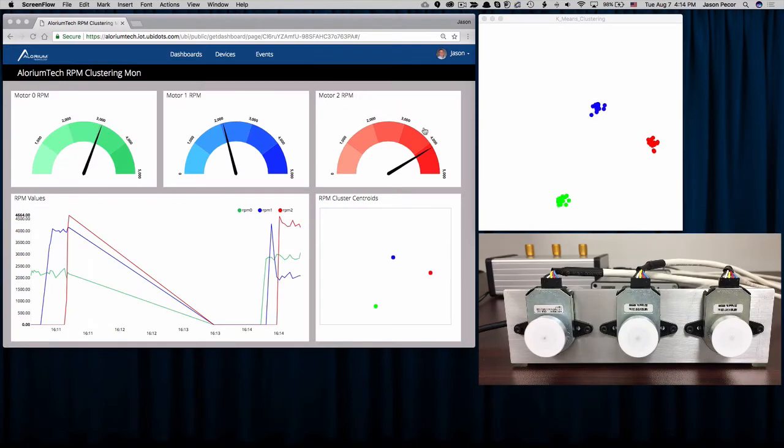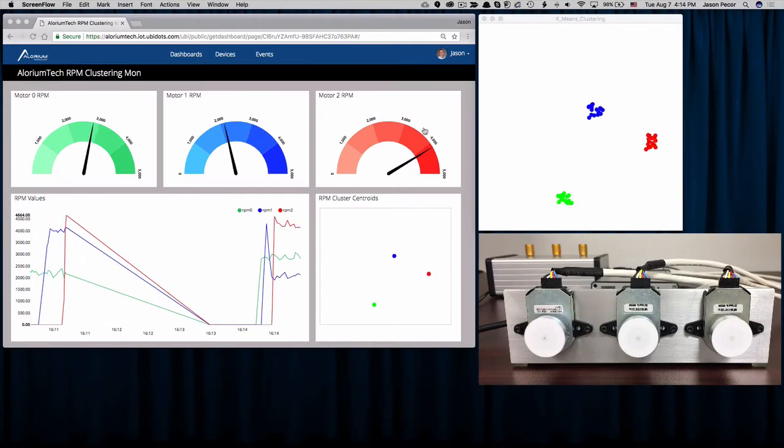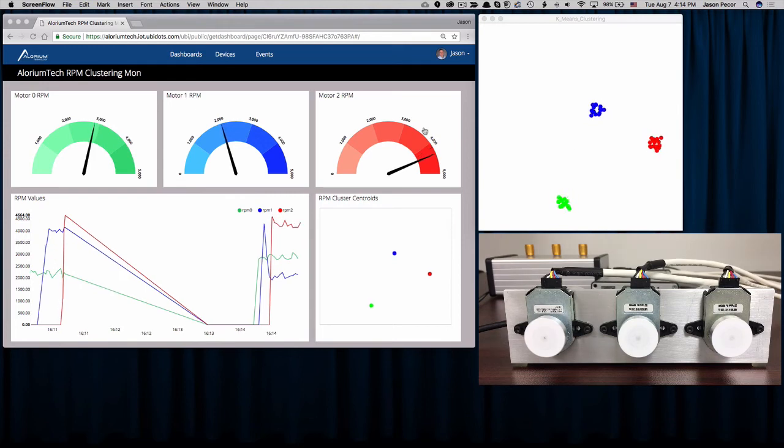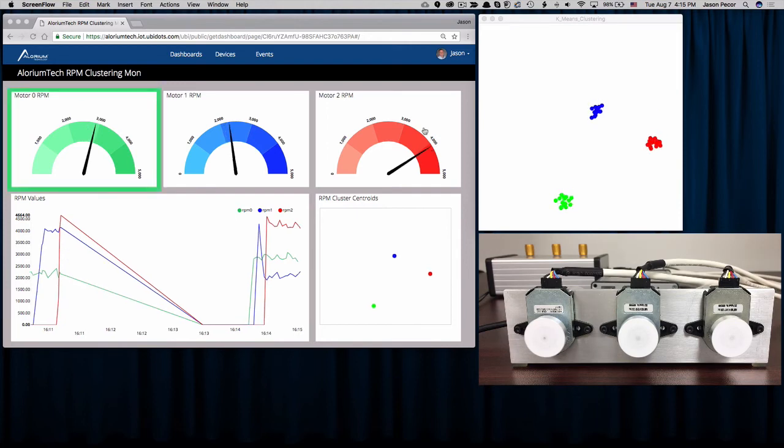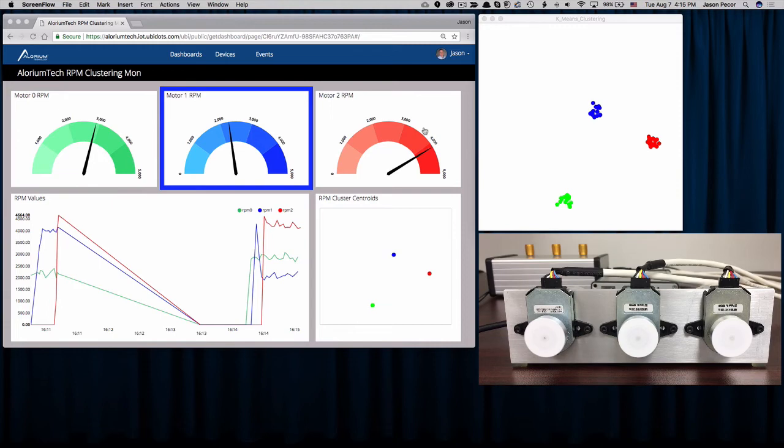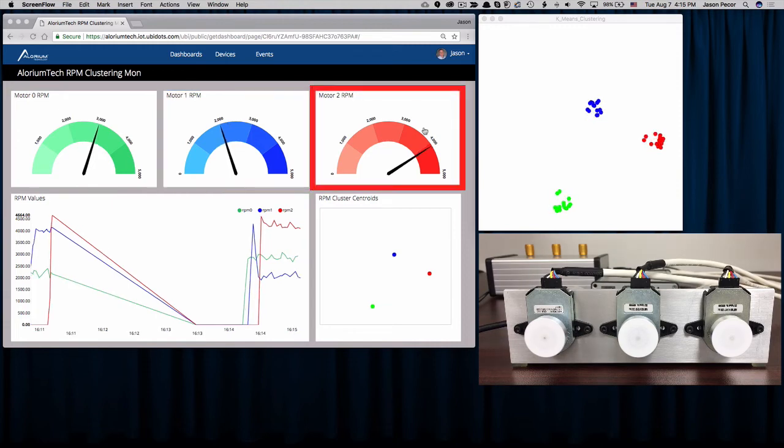All right, let's jump back into the demonstration. We have a slightly different view now of the setup. Instead of seeing the entire setup looking down at the table here, you can see we're just looking at the motors, and all 3 motors are running. Motor 1 is somewhere around 3,000 RPM, 2,000, and then just over 4,000 for motor 2.